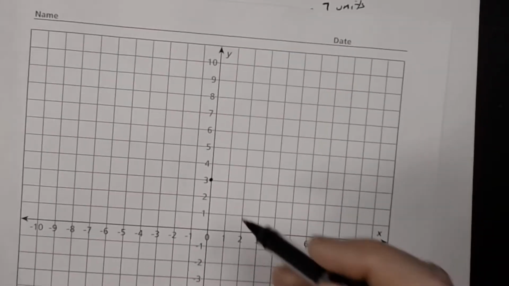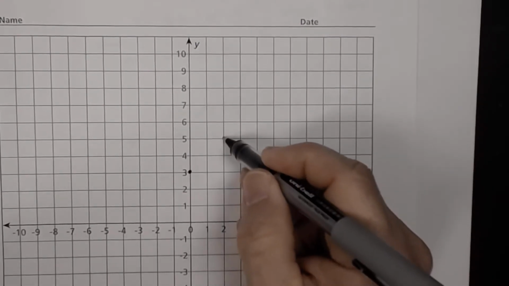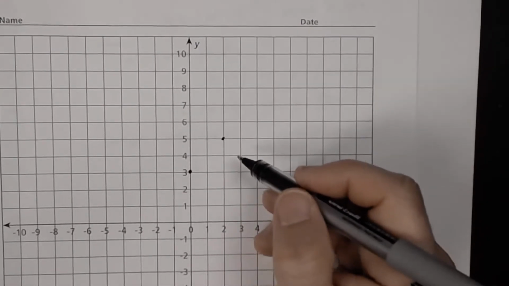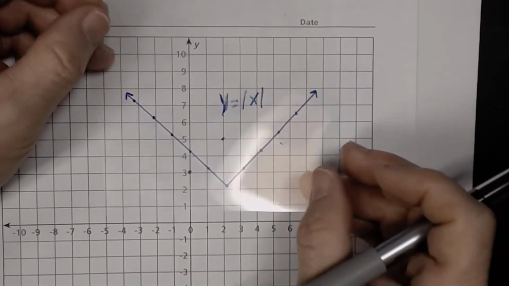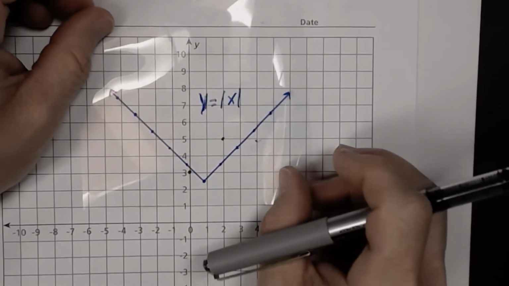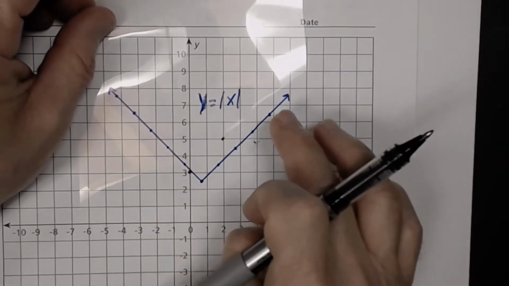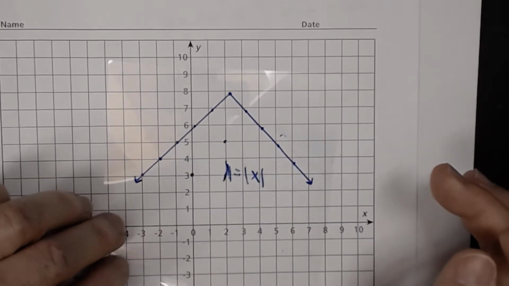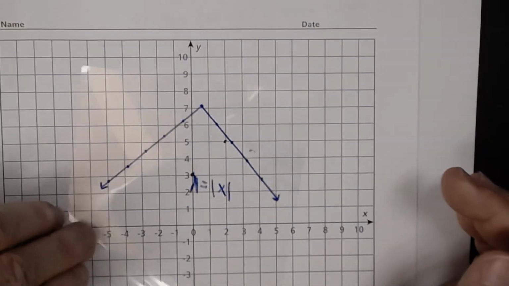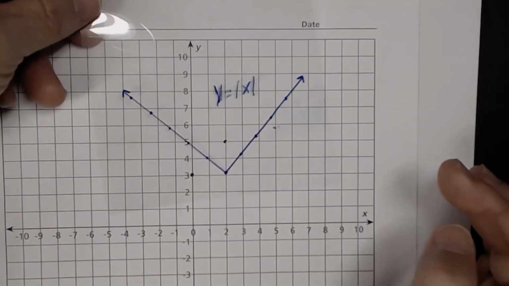Here's 2, 5, right here. And so remember, the graph is the shape of a V. So when we talk about absolute values, it is the shape of a V. So either it's going to open up or it's going to open down. Okay, open up or open down. But the shape is a V.